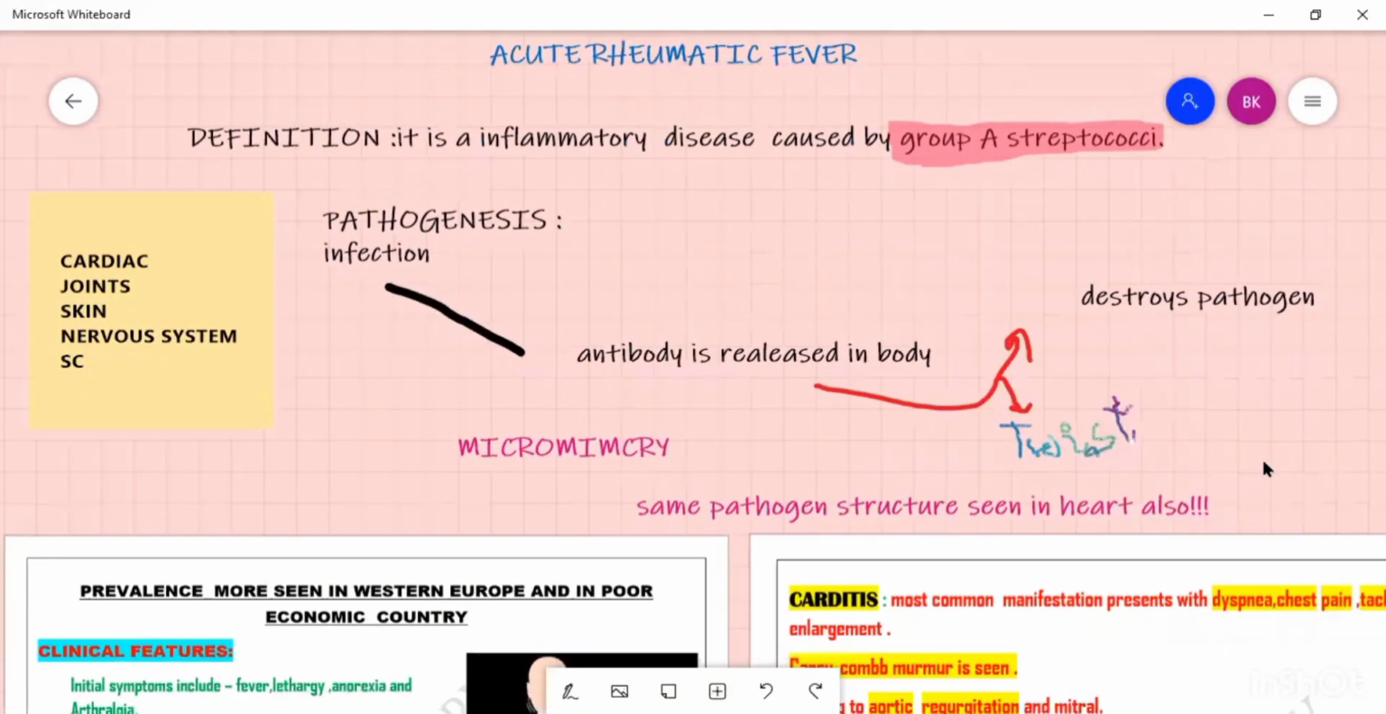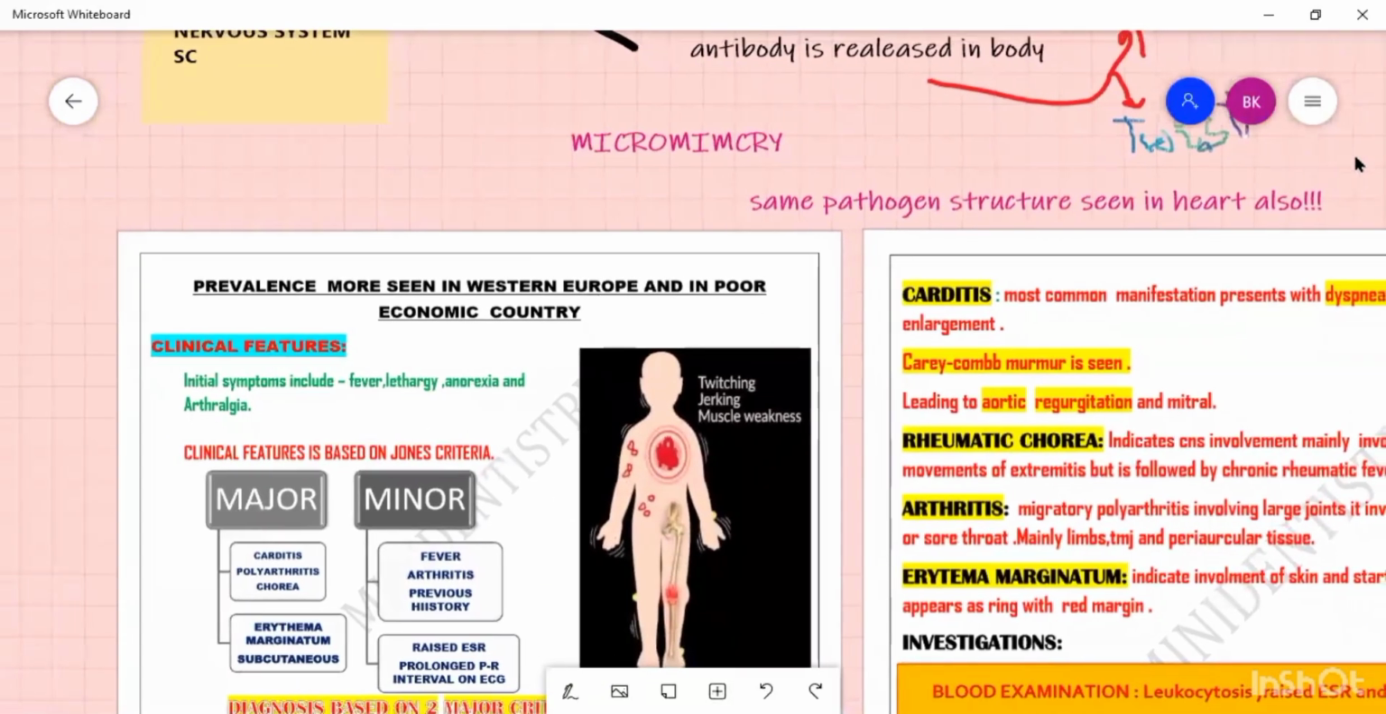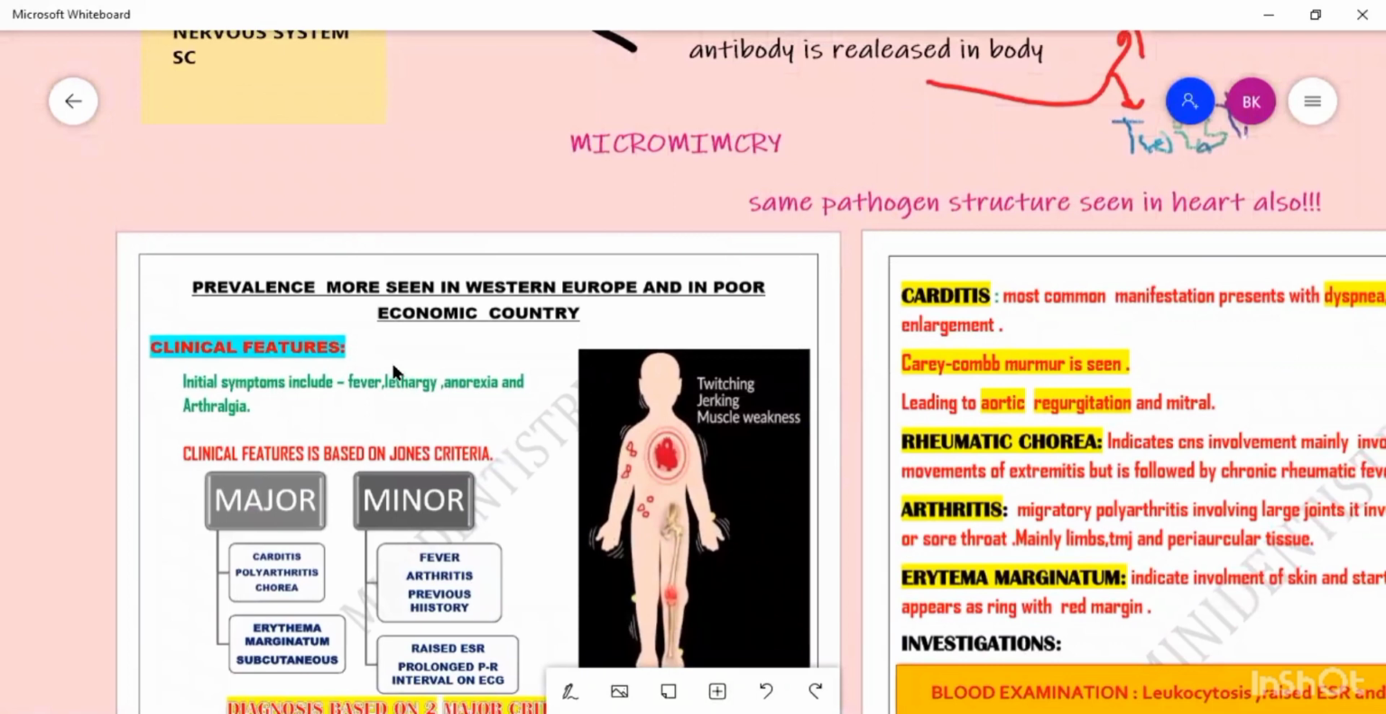Okay, so let's go into detail on what happens if the disease is caused. Let's learn about the clinical features. Before going to the clinical features, the prevalence is more seen in Western Europe and in poor economic state countries.